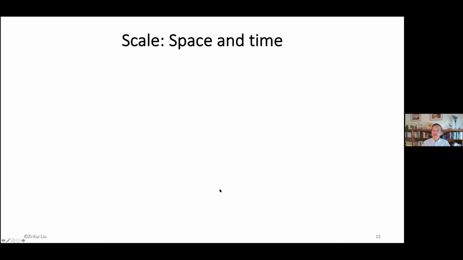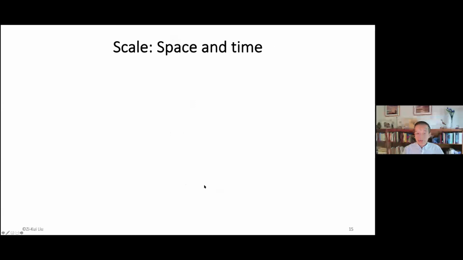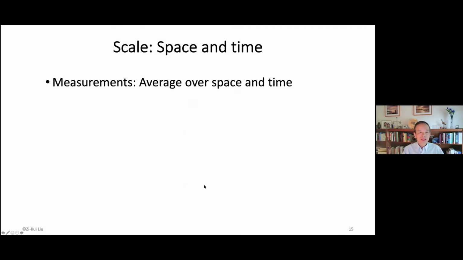Scale is very critical now, right? Because we have to get entropy right, you have to look at space and time. So scale is not only space and not only time, it's space and time. So we do the measurements. Any measurements we do, we average over space and time.